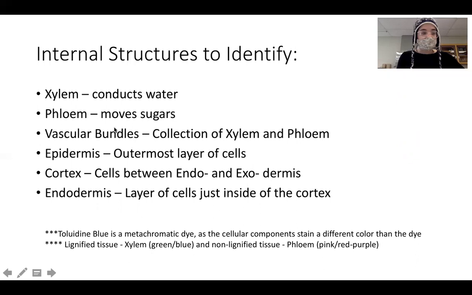The vascular bundles, which I might have just said and not defined, is the collection of xylem and phloem. And then we will ask you to identify the epidermis, which is just that outermost layer of cells meant to protect the plant. The cortex, which is the cells between the endodermis and the exodermis, and our endodermis, which is the layer of cells just inside the cortex. And so again, we'll have things in the lab to help you identify all of these structures, but it is a good idea to familiarize yourself with them.